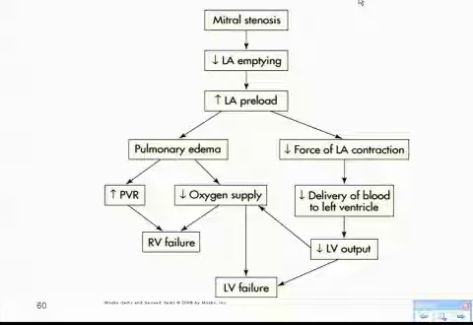Mitral stenosis leads to a decrease in left atrial emptying, an increase in left atrial preload. Okay? This leads to pulmonary edema, which increases your PVR, pulmonary vascular resistance, and decreases your oxygen supply. It leads eventually to right ventricular failure, what we call cor pulmonale, and eventually left ventricular failure from lack of oxygen delivery to the left ventricle. The other thing you get is a decrease in force of left atrial contraction, which decreases delivery of blood to the left ventricle, which leads to a low left ventricular output state. Okay, literally the left ventricle is starving for volume.